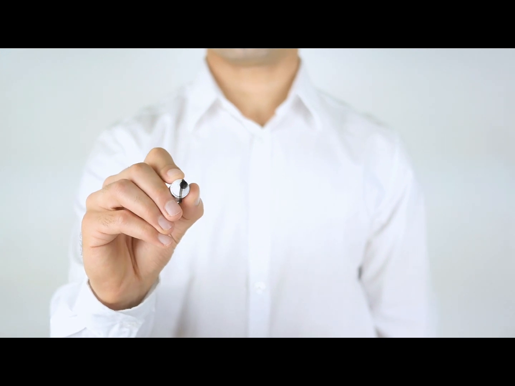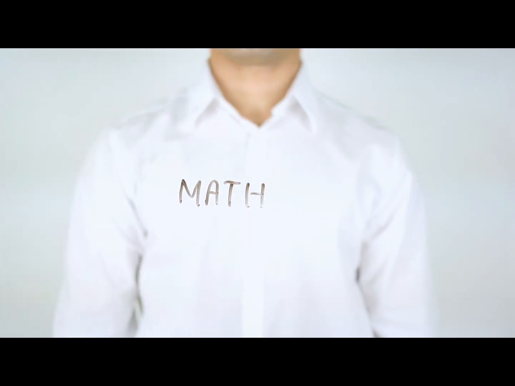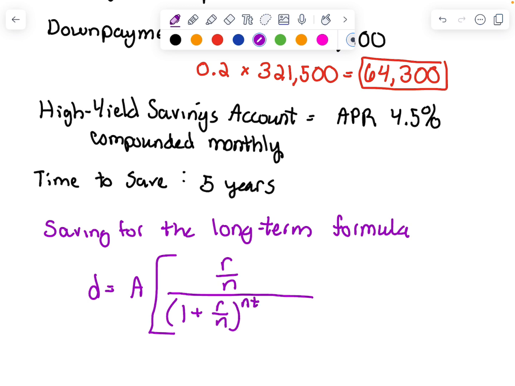All right, so let's start by looking at our mathematical formula for saving for the long term. Now, I know this formula looks scary when you first see it, but I'll break it down piece by piece so you understand. So D is equal to A times R over N, divided by 1 plus R over N raised to the NT power, minus 1. So that is our long-term savings formula.